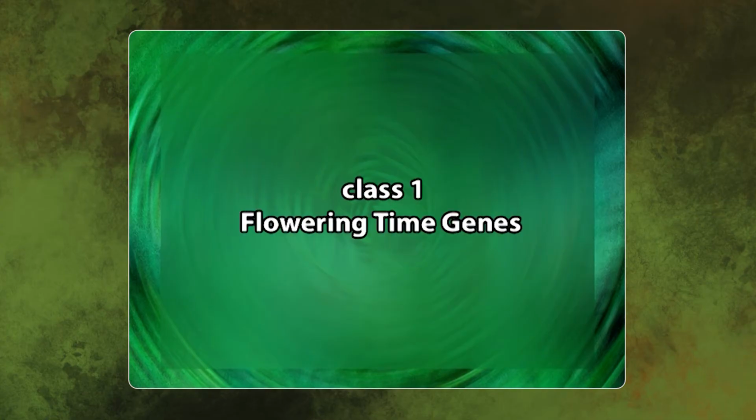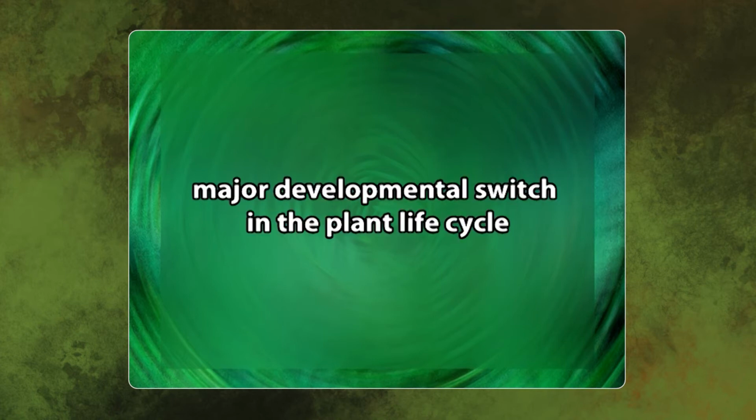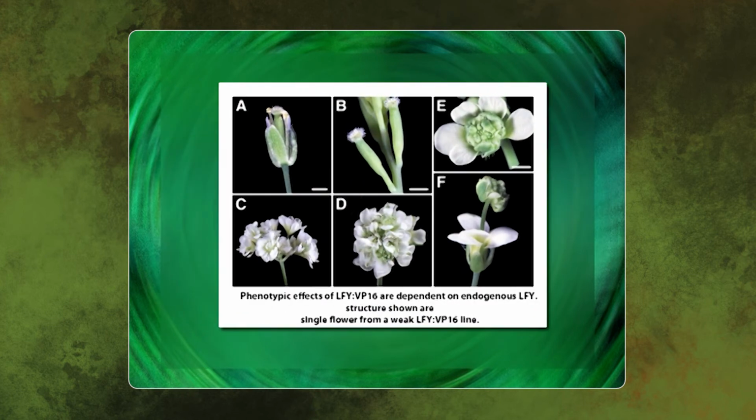The first class is the flowering time genes, mutations in which cause early or late flowering. In flowering plants, the transition from vegetative growth to flowering is a major developmental switch in the plant's life cycle. The timing of this transition to a flowering state is critical for the plant's reproductive success. Accordingly, most plant species have evolved systems to precisely regulate flowering time. These systems monitor both environmental cues and the developmental state of the plant.